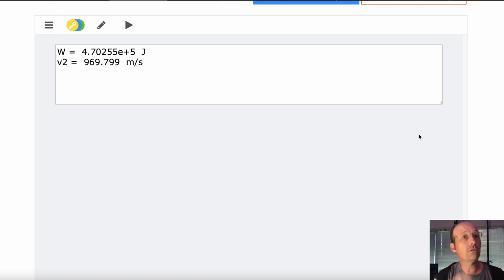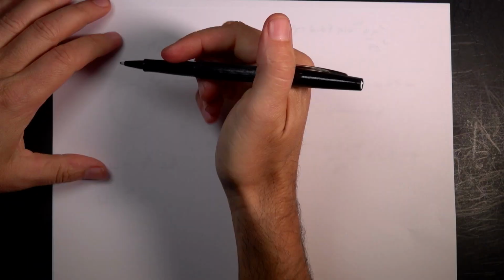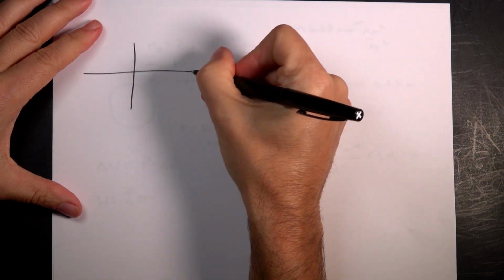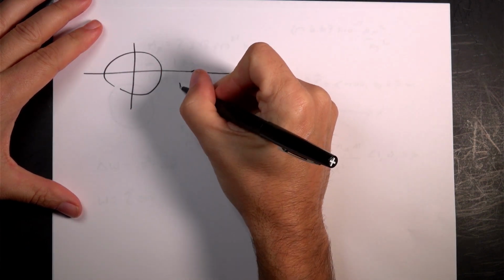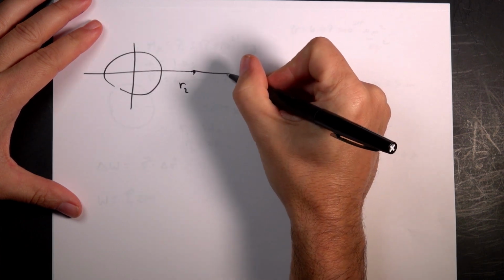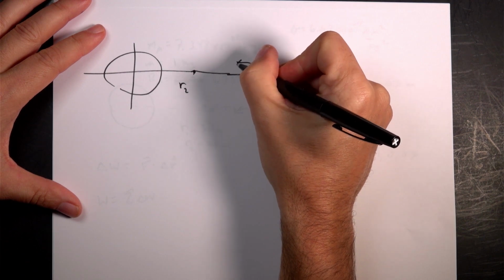Okay, but now let's do this same problem as an integral, and then compare our value right here. So let's switch back over to paper. Okay, so I'm going to draw a picture again. So here's my origin. There's my moon. Here's R2. Here's R1. And then I have the force is that way.